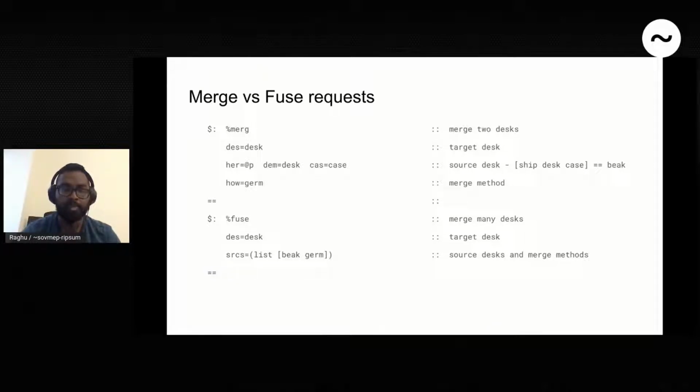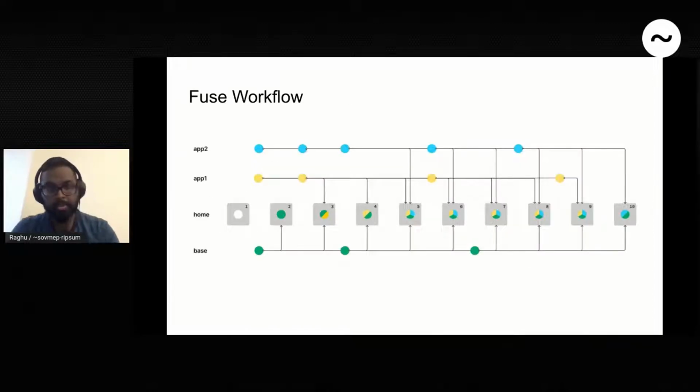So if we look at fuse, fuse also has a target desk, and it has this sources, this list of beak and germ. And a beak is just a triple of ship, desk, and case. So really, you can see that a merge request just has one beak and one germ, and a fuse request has many beaks and many germs.